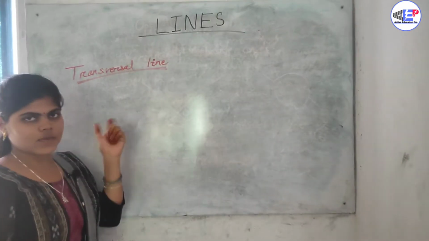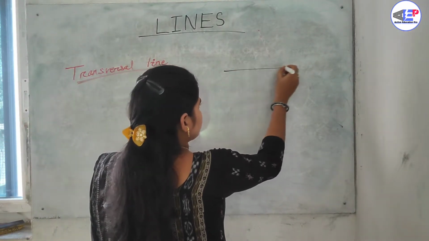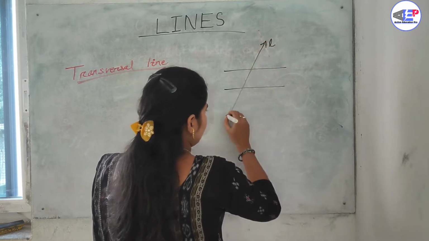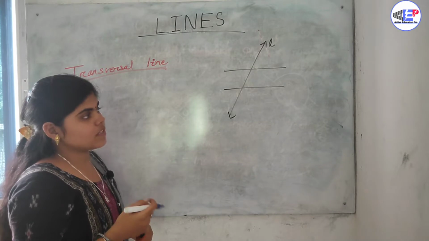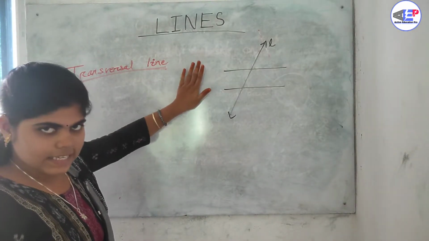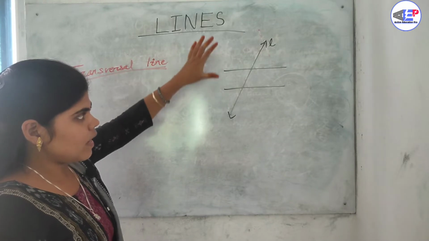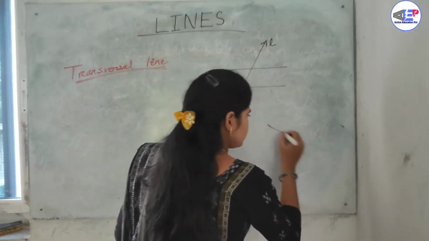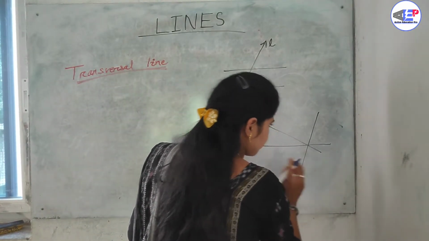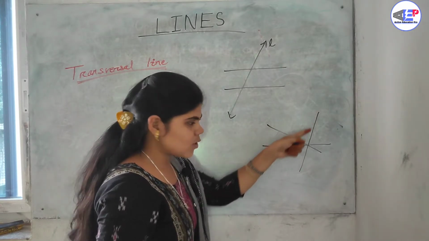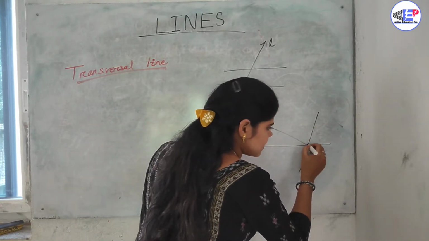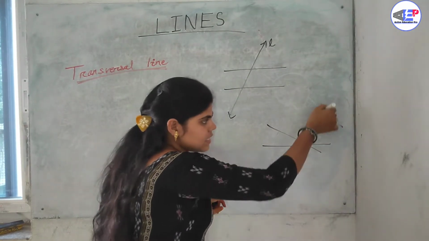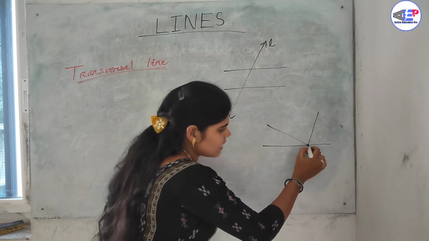Next point is the transversal line. Here there are parallel lines and this is a transversal line. This line L is a transversal line. So the definition of a transversal line: on a single plane, a line passes through two lines at two distinct points. Look here, there are also two line segments and this is also a line passing these two lines, but at a single point. So these are intersecting lines. This line segment passes these two line segments at a single point.